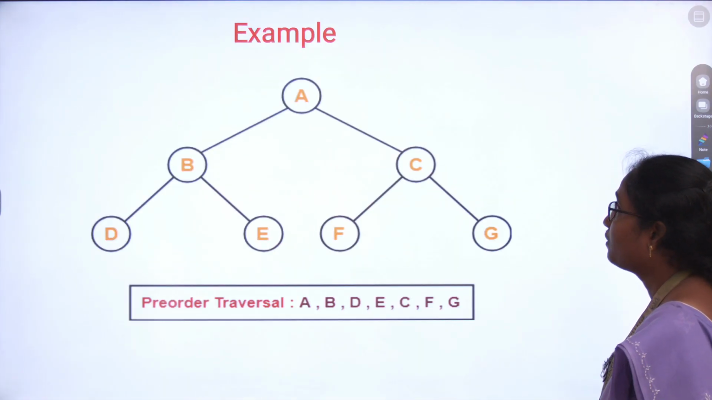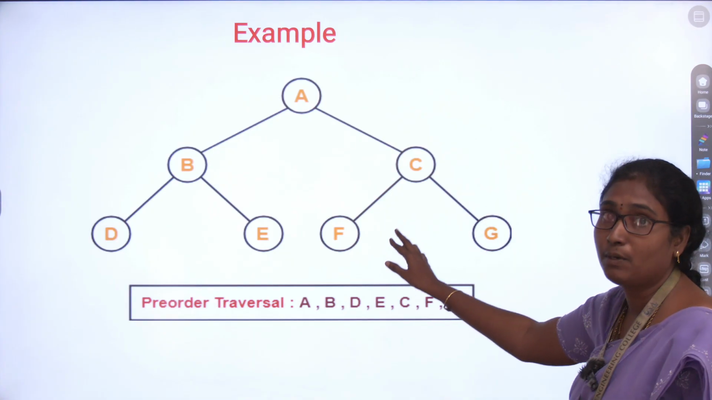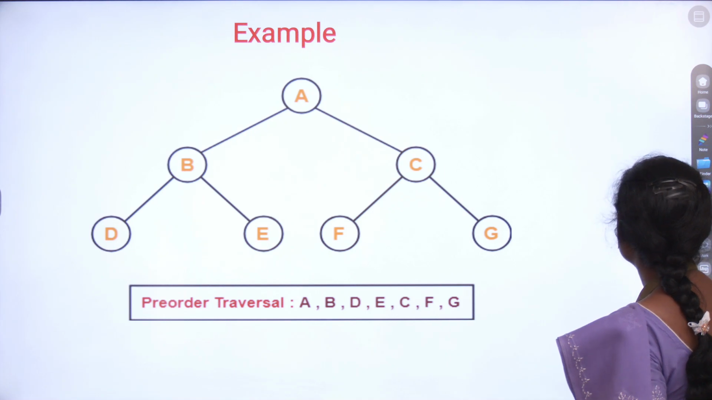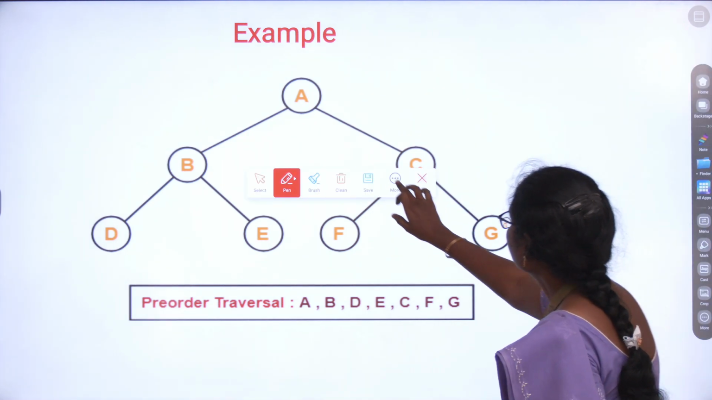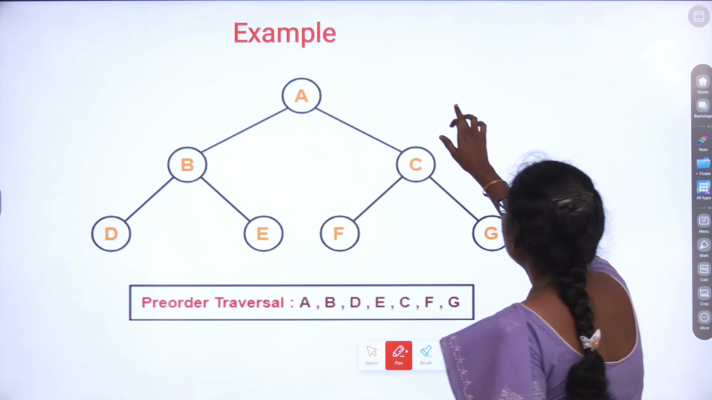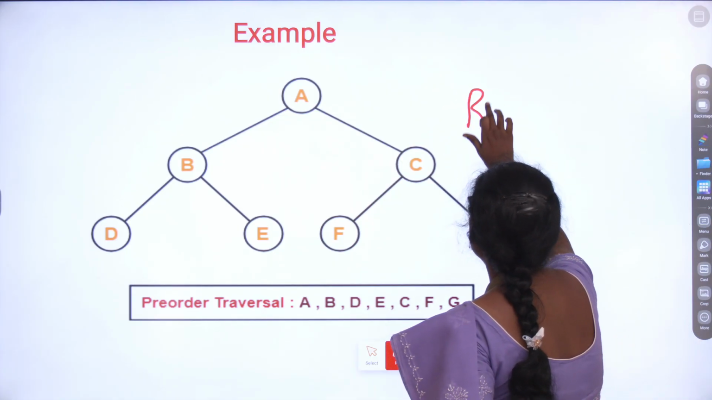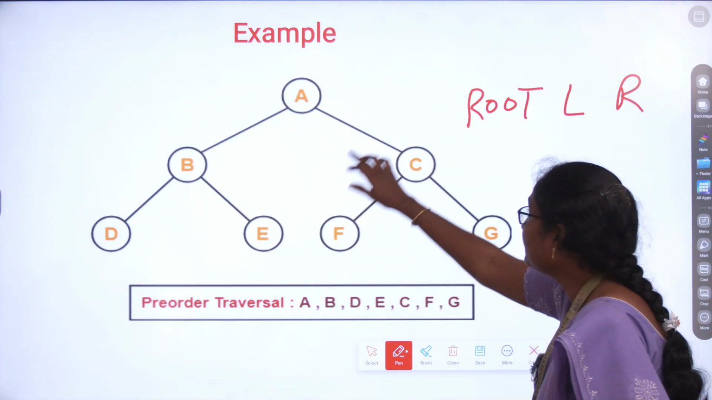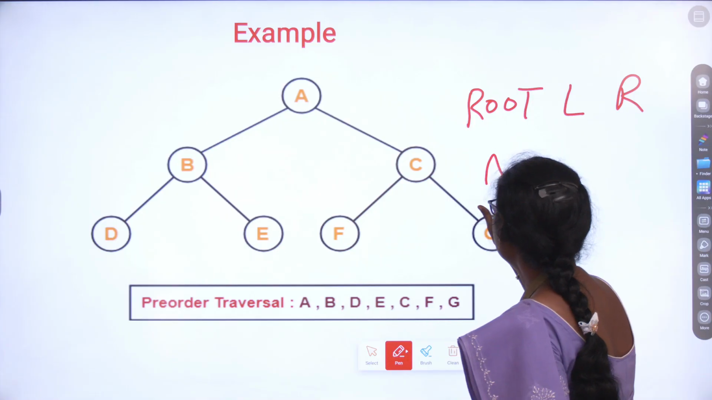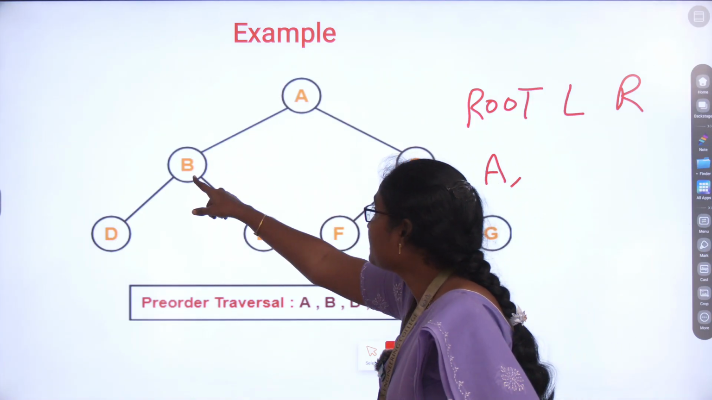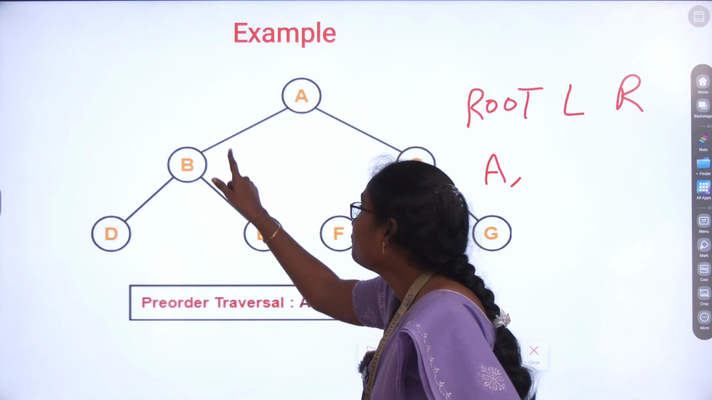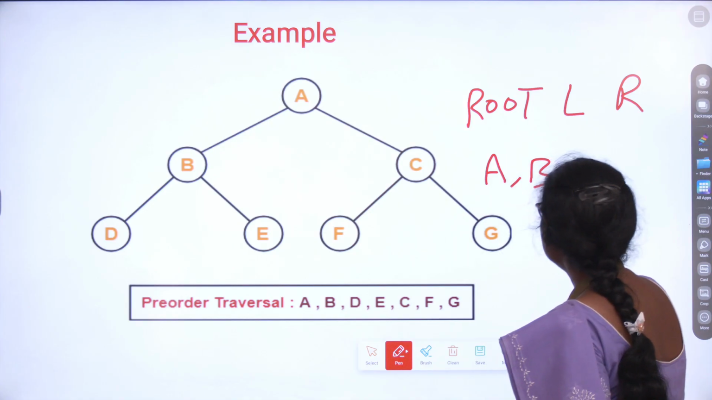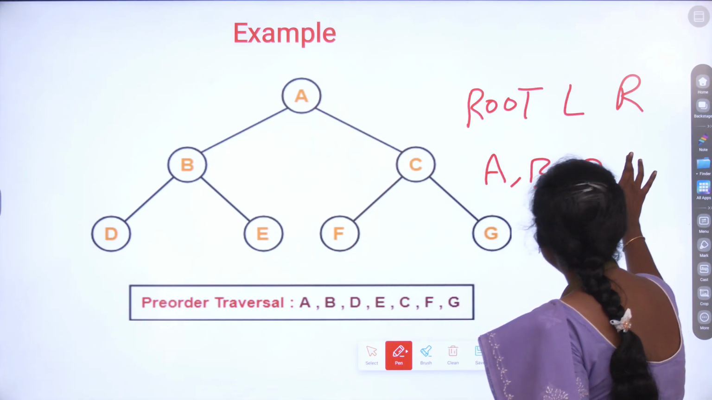We will see one example for pre-order. Before you solve the problem, first you need to write the formula for the pre-order. The formula for the pre-order traversal is first root, then left, then right. So in this tree, what is root? A is root, and then left for A is B. Again it's a subtree. For this subtree, what is root? B is your root, and the left is D, and right is E.